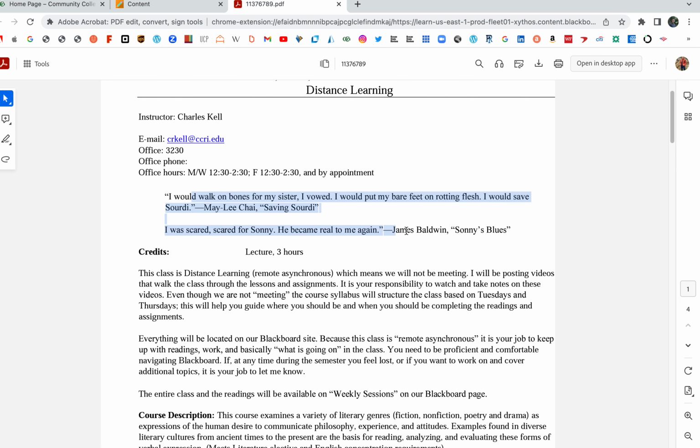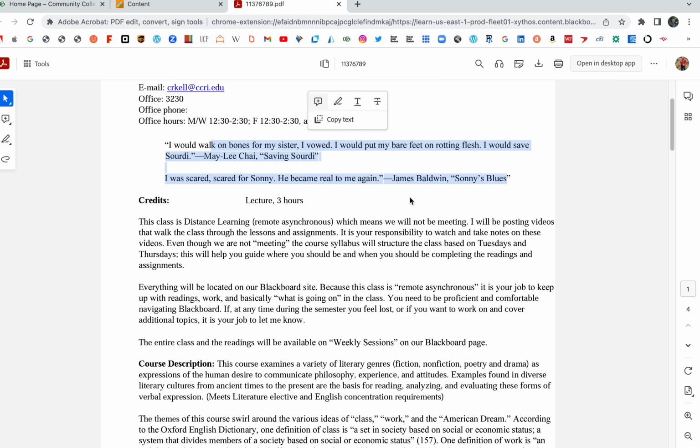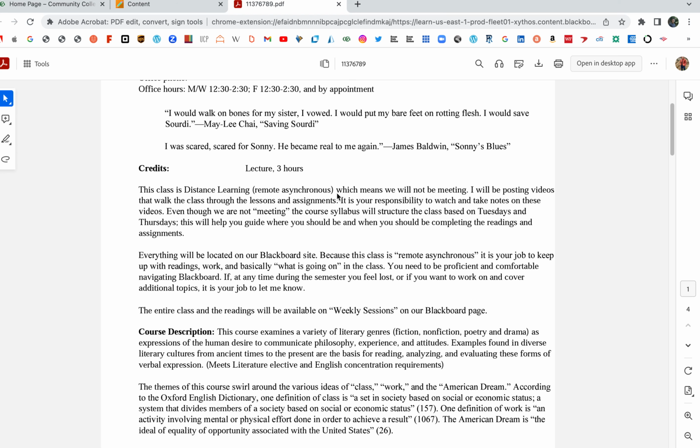We have a couple quotes here from the first two short stories we're going to read. "I'd walk on bones for my sister, I vowed. I would put my bare feet on rotting flesh. I would save Sordy." That's from Maylie Chay's Saving Sordy, a wonderful short story. And our second short story we're going to read is from a favorite writer of mine, James Baldwin. "I was scared for Sonny. He became real to me again." We're going to contextualize these as we move along.